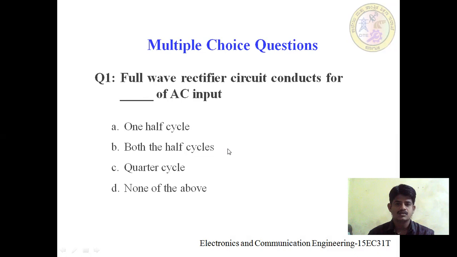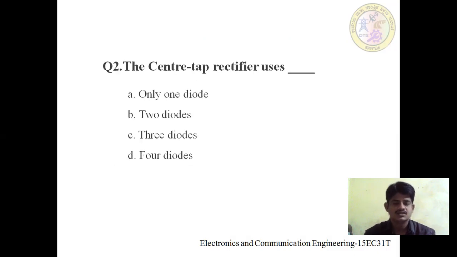Let's move to the next question. The center tapped rectifier uses dash. The options are only one diode, two diodes, three diodes, and four diodes. So how many diodes will the center tapped full wave rectifier use? If you remember the circuit diagram, it's very easy to answer.